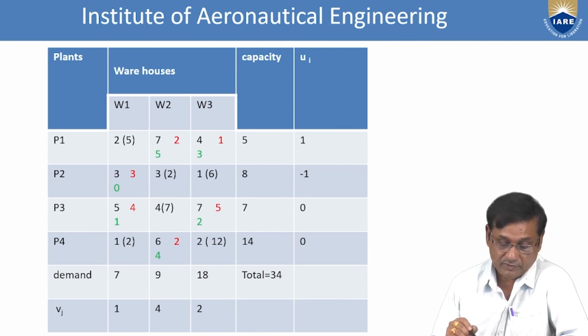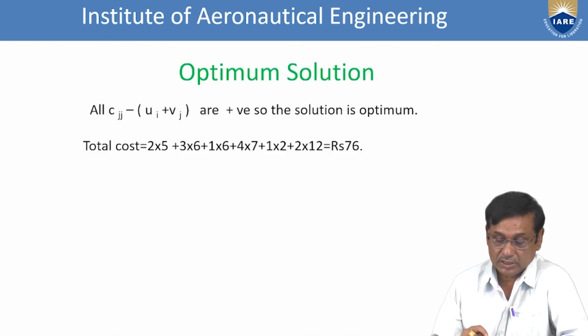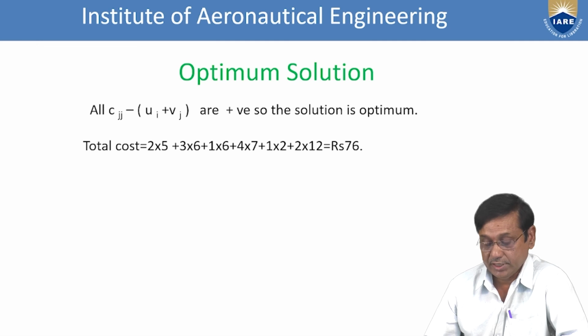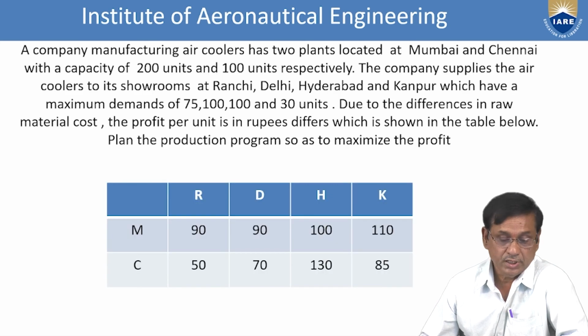So all the values are positive. The solution is optimum. So the total cost you can obtain now is 76. In the previous case, in the feasible solution, the total cost is 80, but now it is reduced to 76. This is the optimum solution. Next.